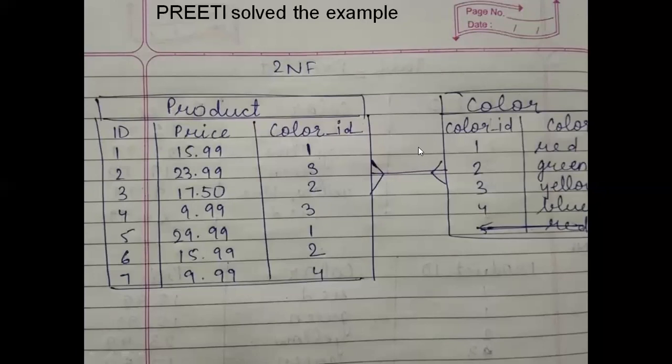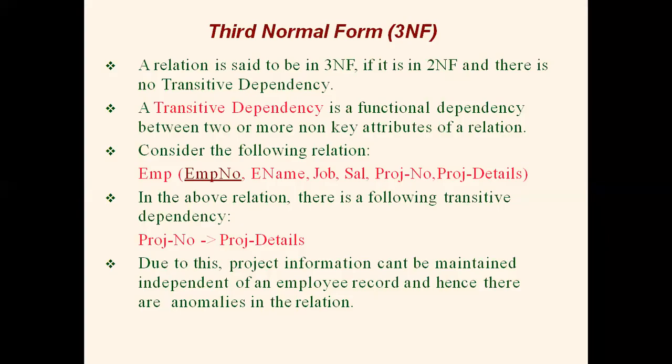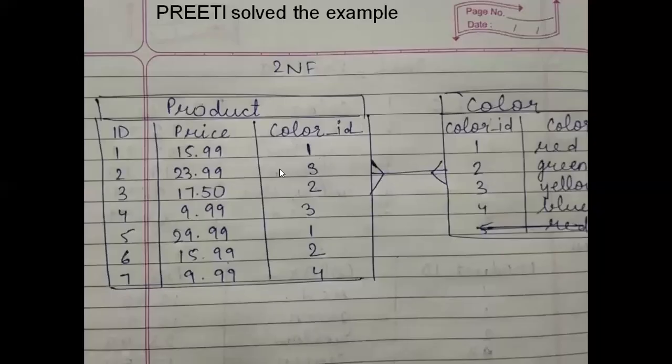Now let us see the theory of third normal form. A relation is said to be in third normal form if it is in second normal form. So this is my second normal form. If we have more attributes, we'll have to go more precisely into the tables.